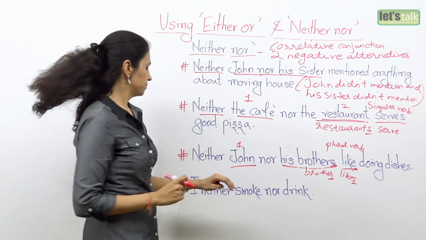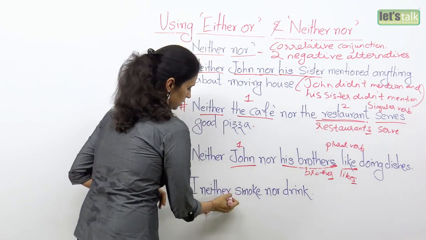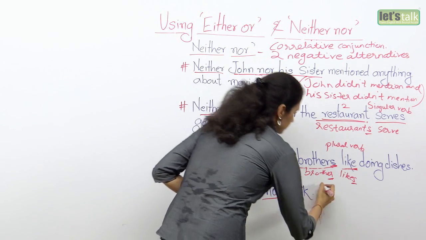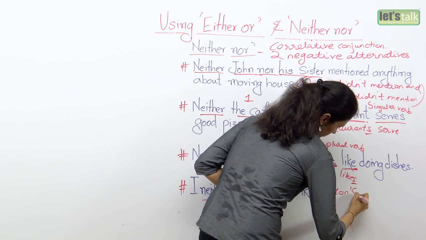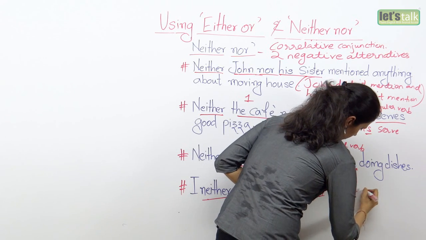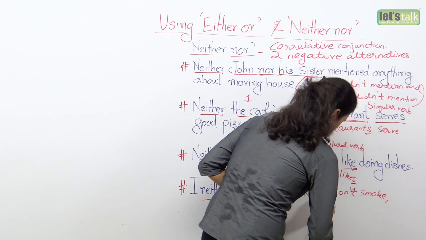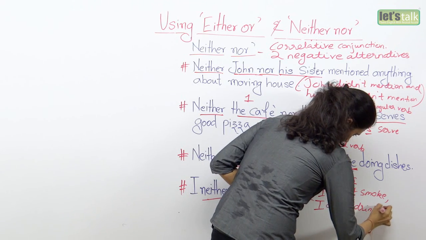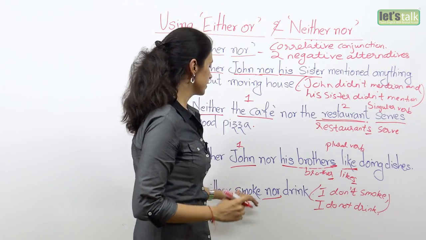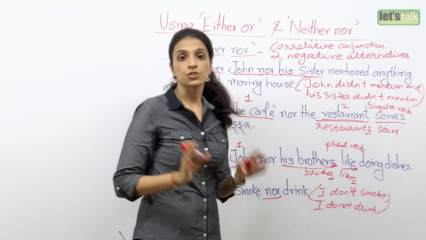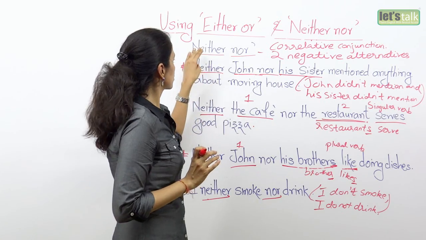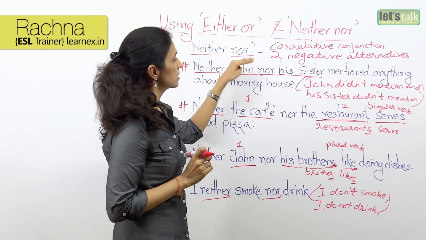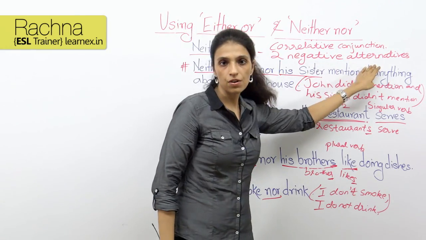And in my last example: I neither smoke nor drink. So that means I don't smoke and I don't drink. Okay, so I neither smoke nor drink. This is how we use the correlative conjunction neither...nor. It comes in a pair, and we use it in a sentence when we have two negative alternatives.